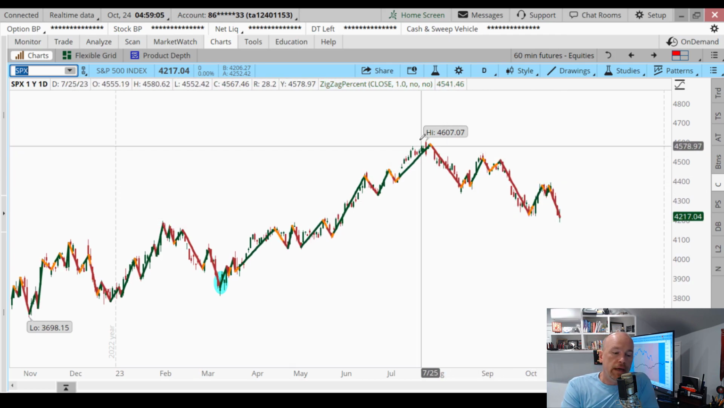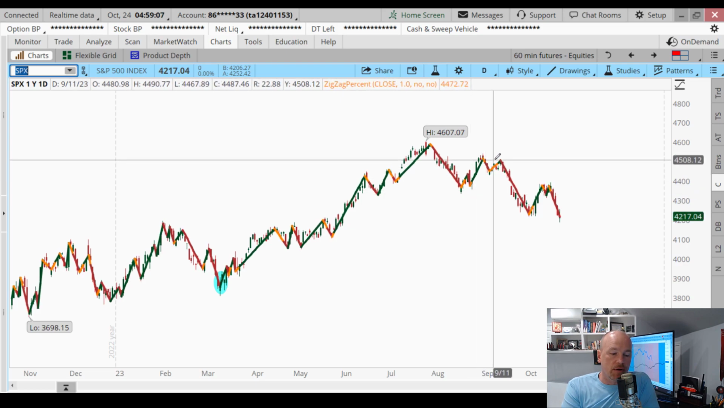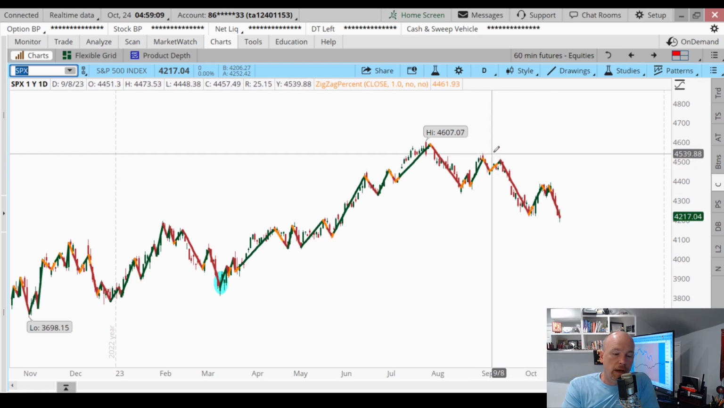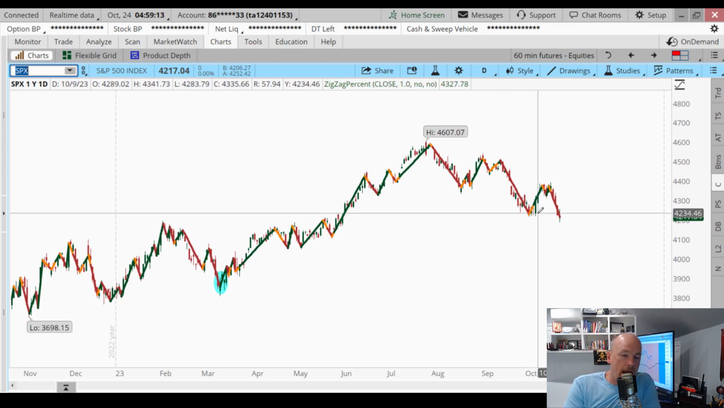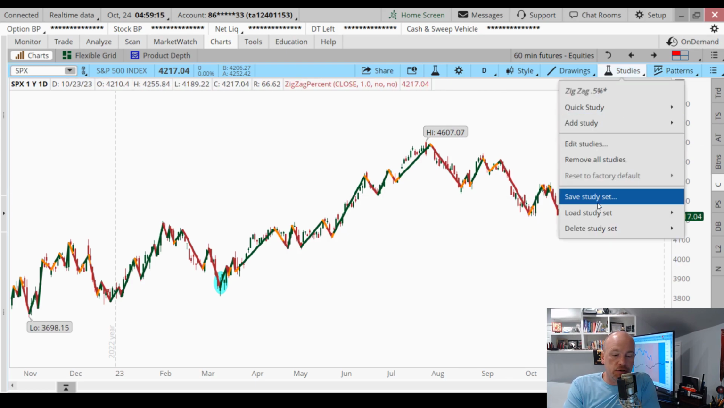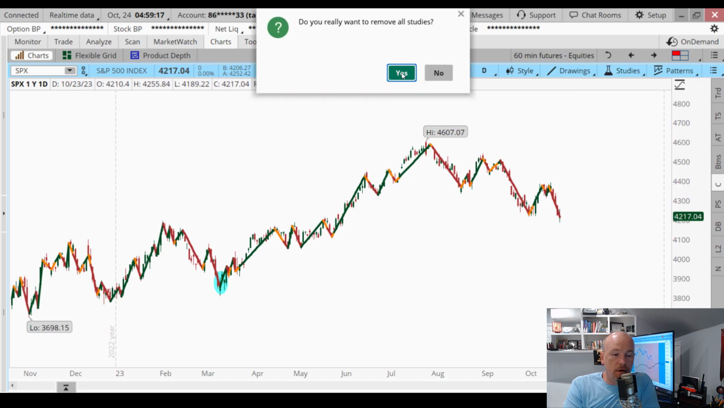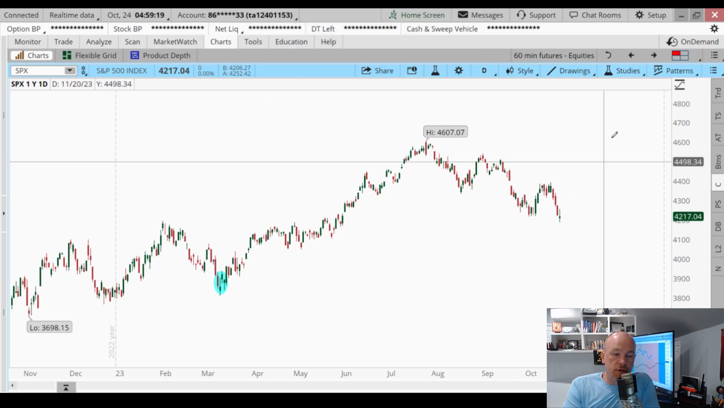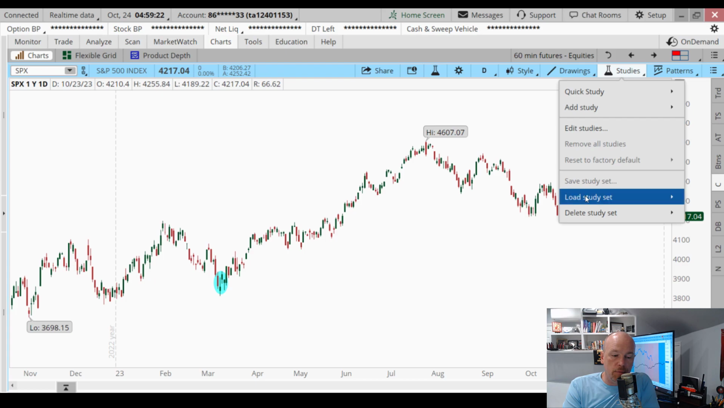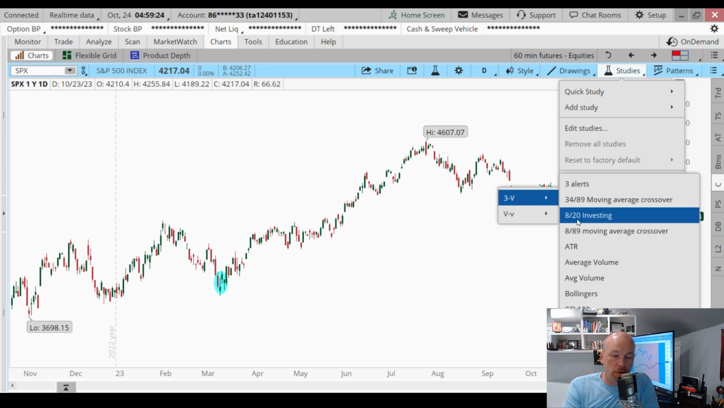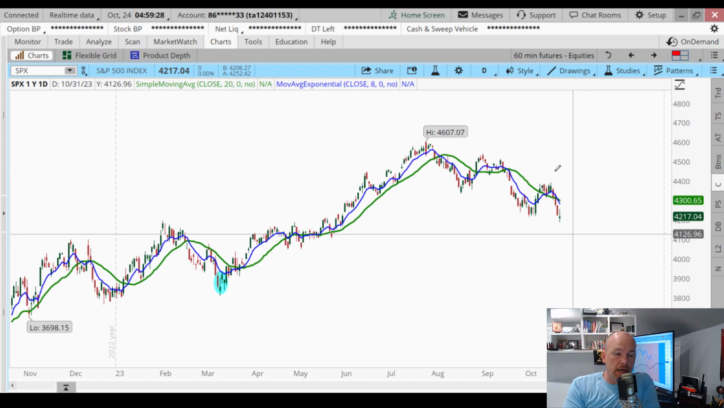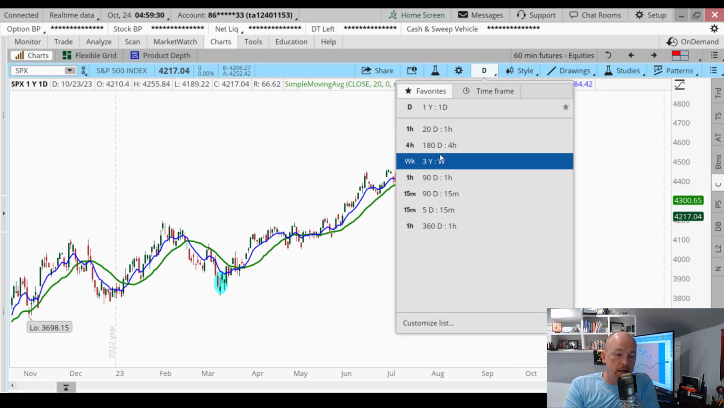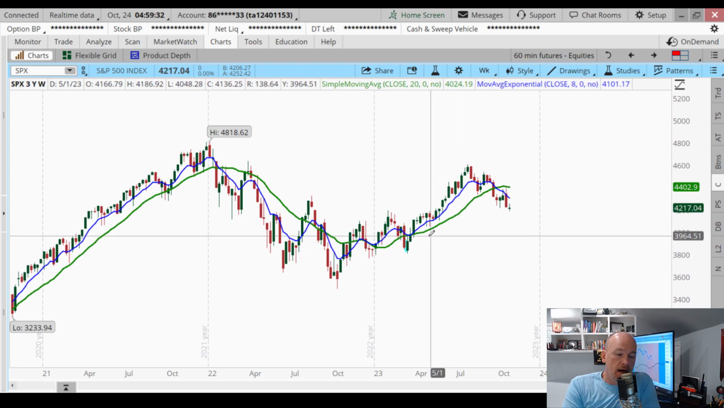Now, overall, we can see that those swing highs and swing lows very, very clearly are lower swing highs and lower swing lows. So that's one way to clearly define trend. The other would be simply to use a moving average. And in our previous video, a couple of weeks ago, we talked about the 8 and 20 period moving average when we're looking at weekly charts. So weekly charts being longer term.